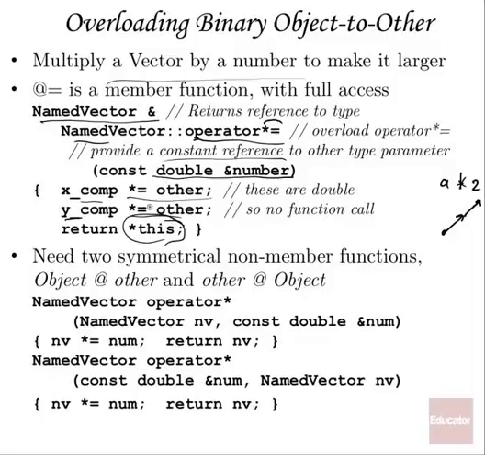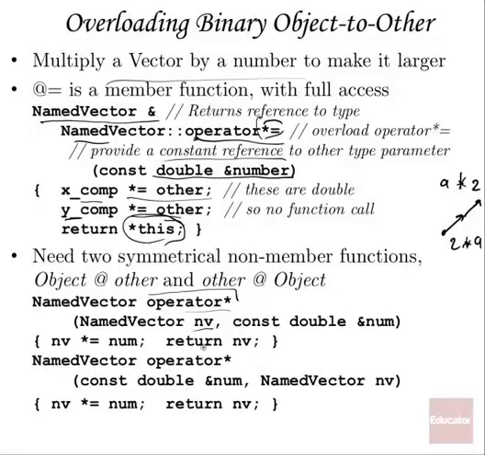Now, again, people expect this to be symmetrical. So we want to be able to do 2 times a as well as a times 2. So here's what we have: a non-member function, operator star. We've got star equals, and we have the named vector, which will be changed.